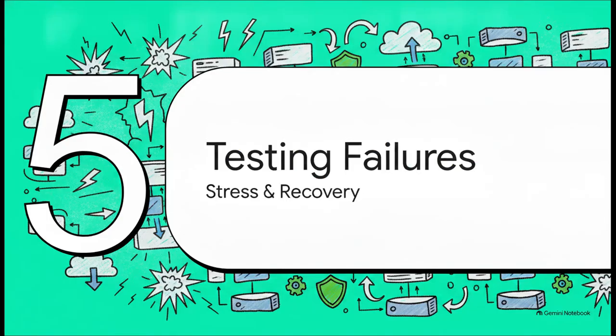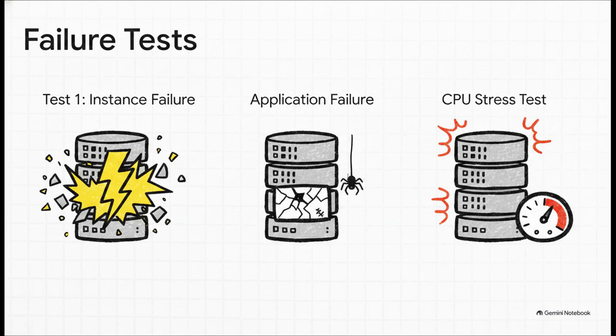Finally, step 5, testing failures and stress. This is the really fun part, guys. We are going to intentionally try to break our unbreakable system. We're going to put our new cluster through 3 rigorous tests to prove it's a true production-grade environment. Test 1, we will brutally terminate an instance. Test 2, we'll crash the internal web application service. And test 3, we are going to unleash a massive CPU stress test.